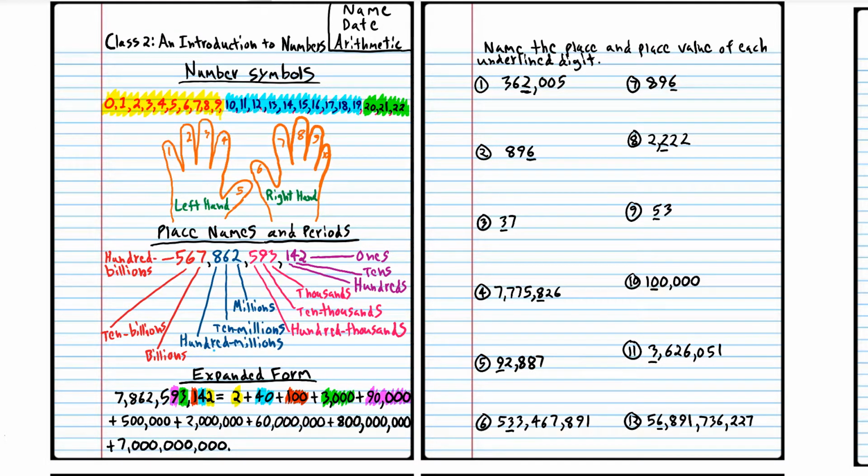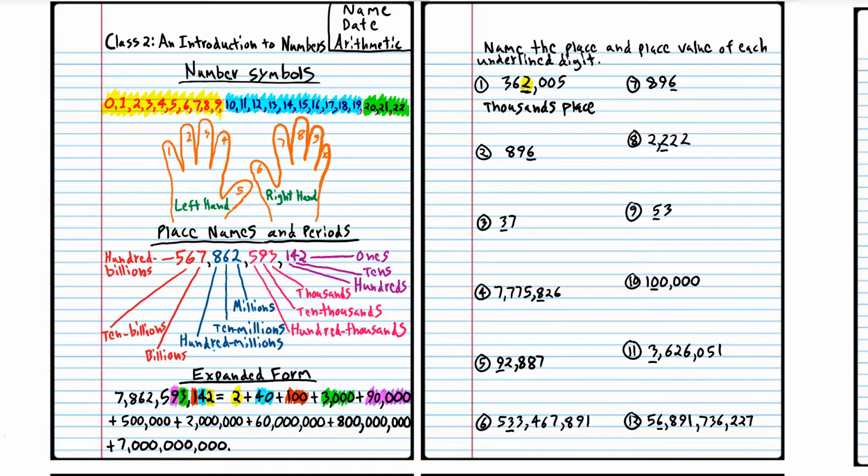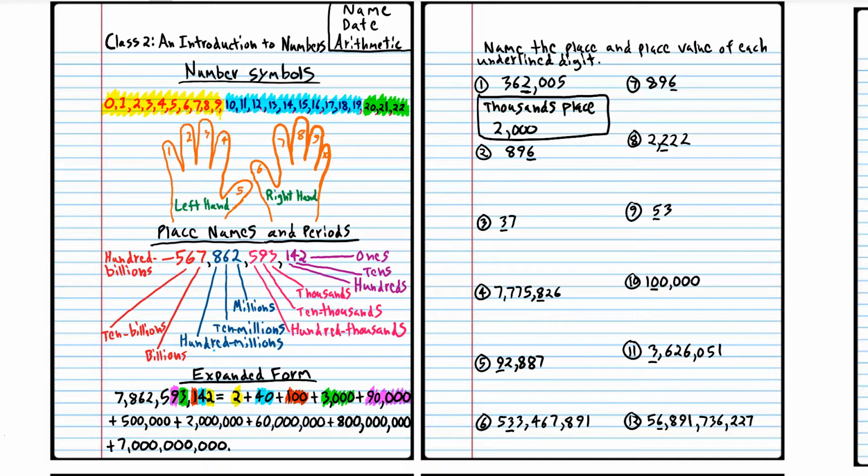So the place name is the thousands place. Now, what is the place value? It's in the thousands place, and the number there is 2. So that means the place value is 2,000. So this stuff is very easy. I'm going to try another one, and then you can try the third one.